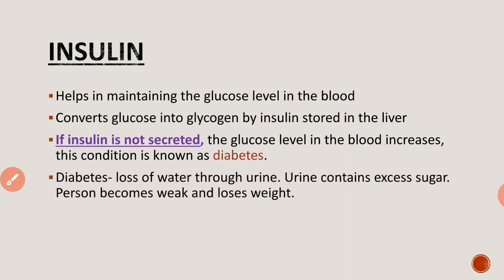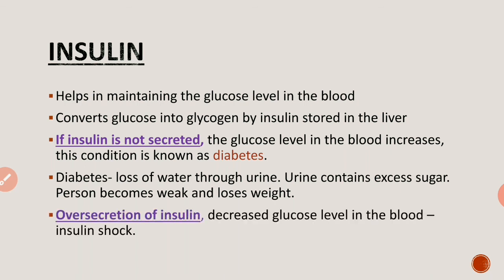And in diabetes, what happens? The person will lose more water by way of urine. That means the person suffering from diabetes will go for urination again and again. This urine will contain extra sugar. That means the body is trying to compensate, to adjust the sugar level by removing it through the urine, but it is not so easy, because that much sugar will not be removed. Although the urine will contain excess sugar, it will not be compensatory, and the person will become weak and will lose weight. So these are some of the symptoms of diabetes.